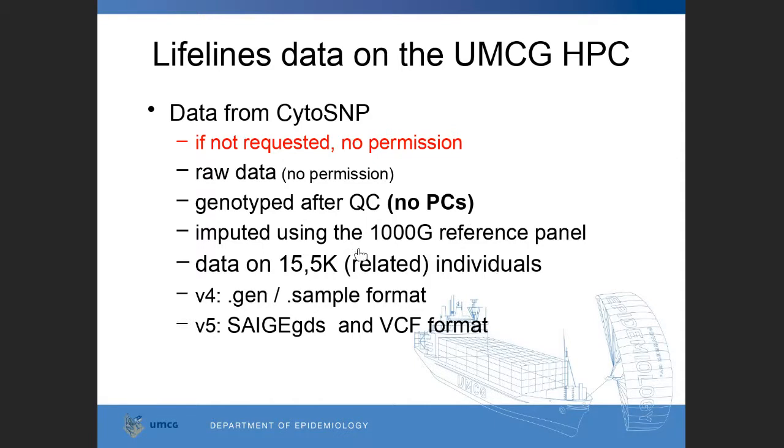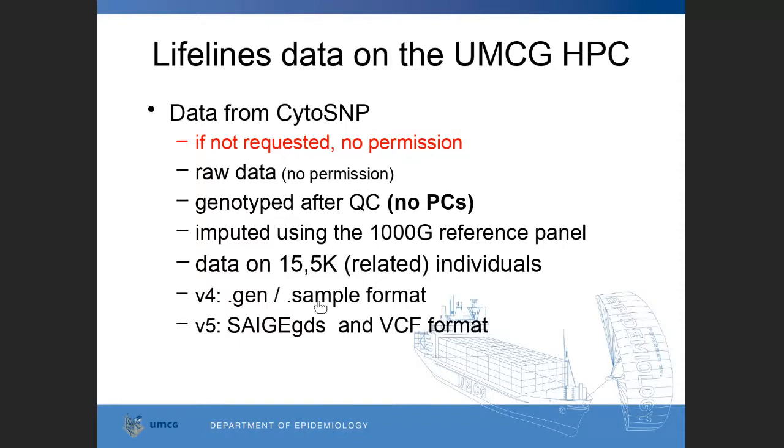These data have been imputed using the 1000 Genomes reference panels. That's a predecessor of the Haplotype Reference Consortium data, which has a little fewer individuals in its reference panel, 65,000 compared to 100,000, but still the quality is almost as good as the Haplotype Reference Consortium. These data are for about 15,500 individuals.